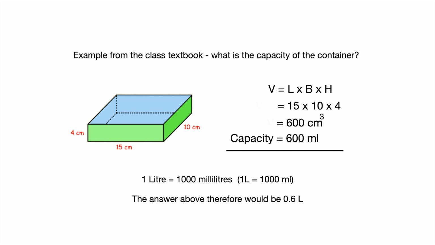So our container has a capacity of 600 ml, less than 1 litre. But we could express it as litres by dividing by 1,000. 600 divided by 1,000 would be 0.6. So the capacity we could express as 600 ml or 0.6 litres.